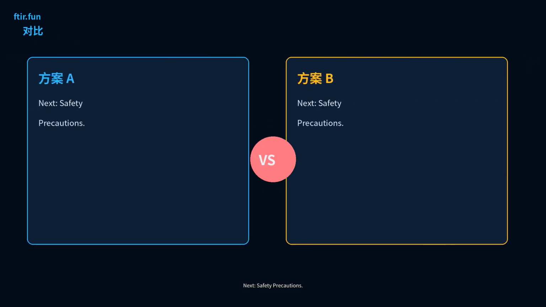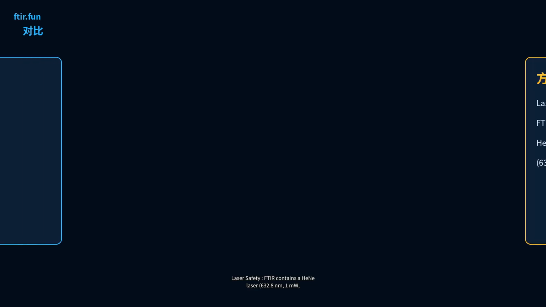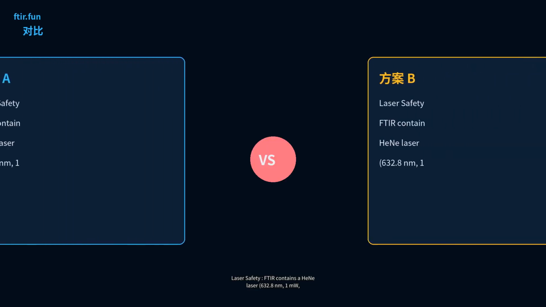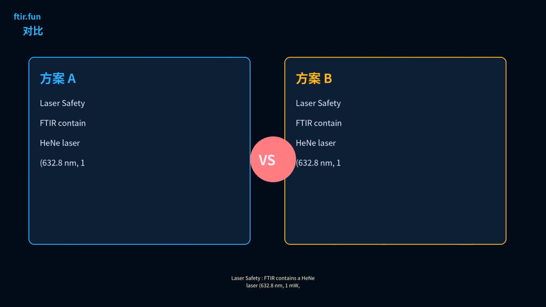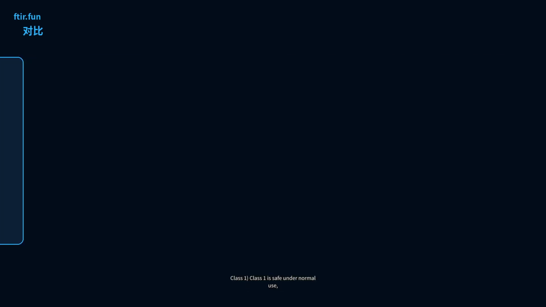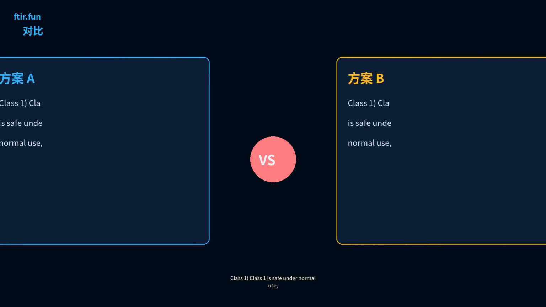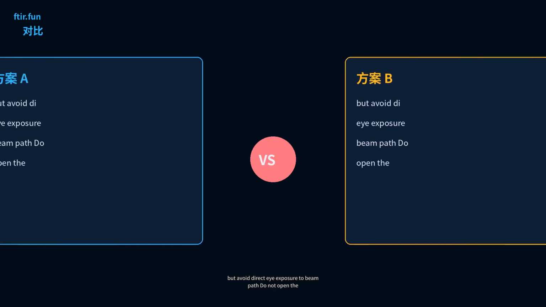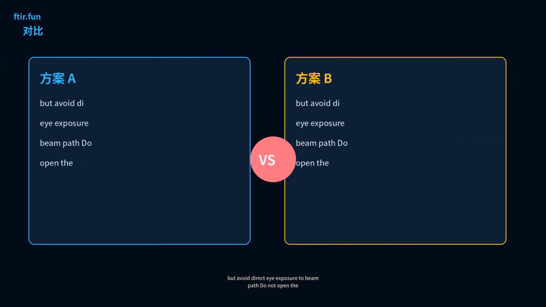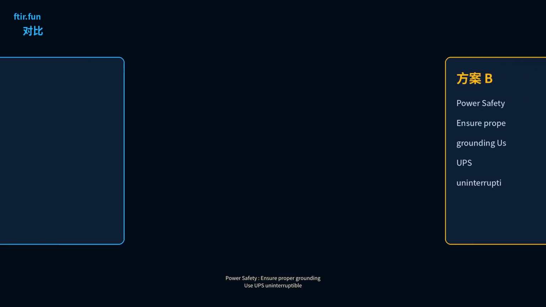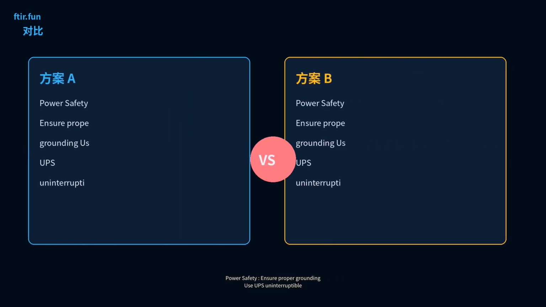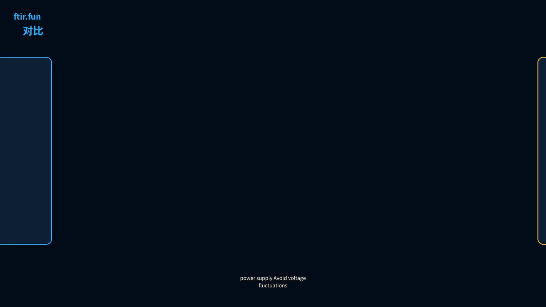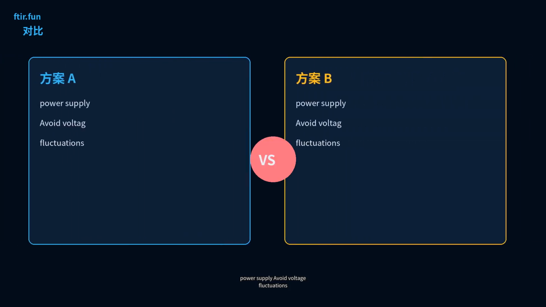Next, safety precautions. Laser safety: the instrument contains a He-Ne laser, 632.8 nanometers, 1 mW. Class 1. Class 1 is safe under normal use. To avoid direct eye exposure to the beam path, do not open the instrument beam path cover. Power safety: ensure proper grounding, use a UPS uninterruptible power supply, avoid voltage fluctuations.